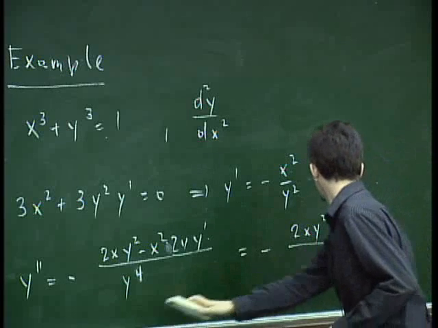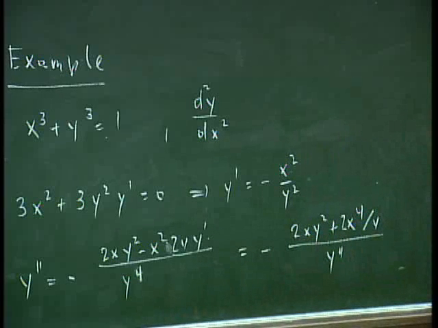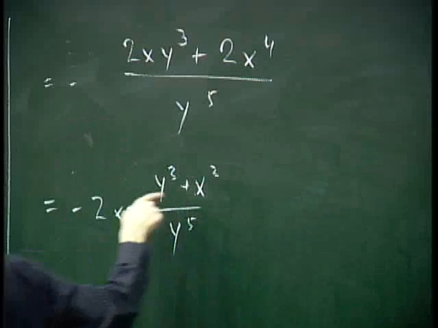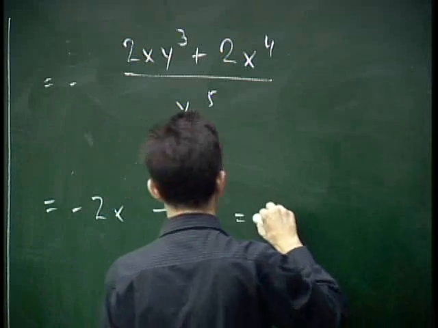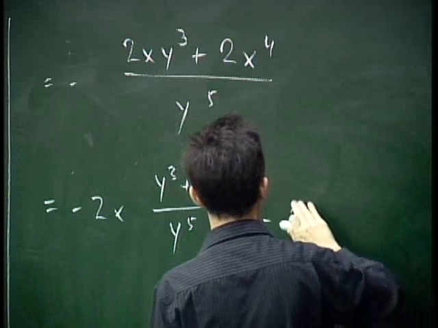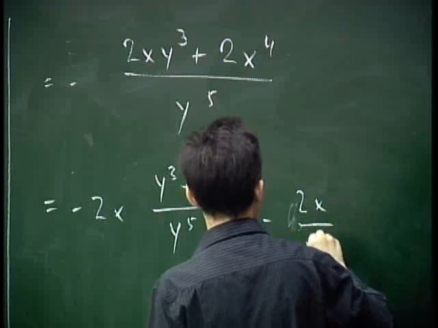Now you multiply everything by y. So you get y to the fifth, and here you have 2x y cubed plus 2x to the 4. So we take out minus 2x, and what remains here is y cubed plus x cubed over y to the fifth. But this here, if you look at the original equation, is 1. So the resulting expression becomes quite easy: minus 2x over y to the 5.